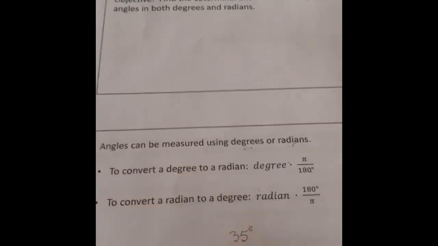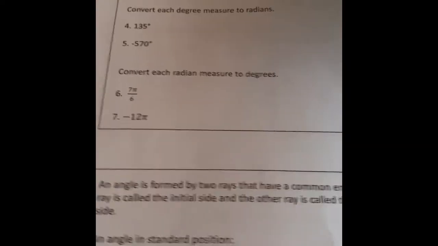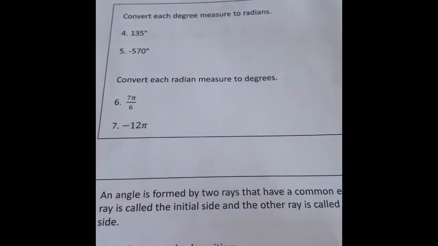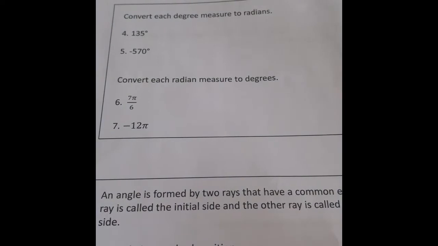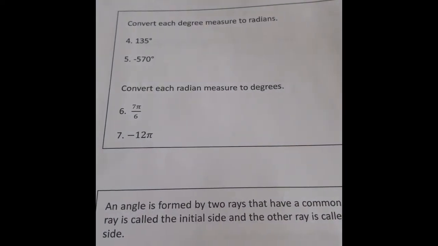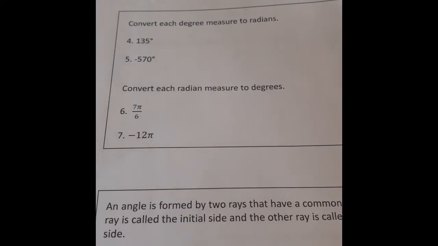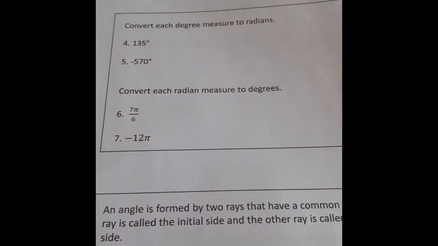Okay, so that's our front page of that first packet. I'm going to go ahead and turn to the next page. So this is what you should see: convert each degree measure to radians, and then we're going to convert each radian measure to degrees. You're definitely going to want to have a calculator close by. You'll hear some clicking in the background. That's going to be me using my calculator for some of these conversions.